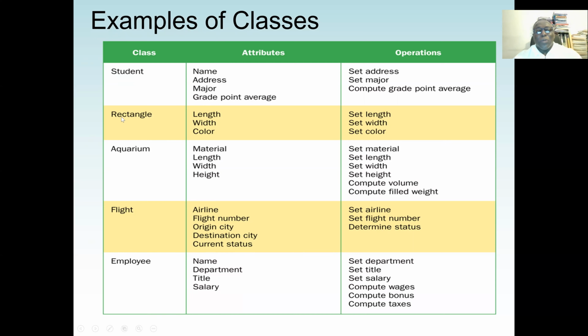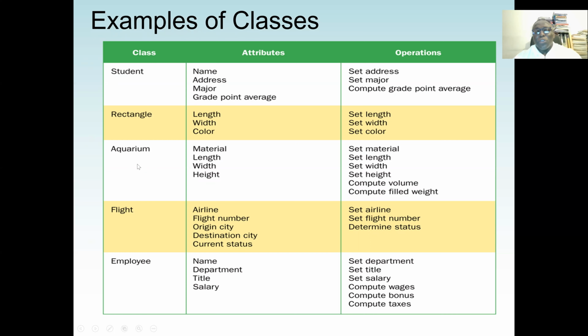The next example will be the rectangle. We know it's an object. What are the characteristics of a rectangle? They will be the measurements. For example, the length, the width, and also maybe the color of the rectangle. So those can be the attributes. Now for the behavior or the operations, we can find the area of a rectangle. We can find the perimeter of a rectangle. So these are operations. We can also set the length, set the width, or even get the length, get the width, get the color.